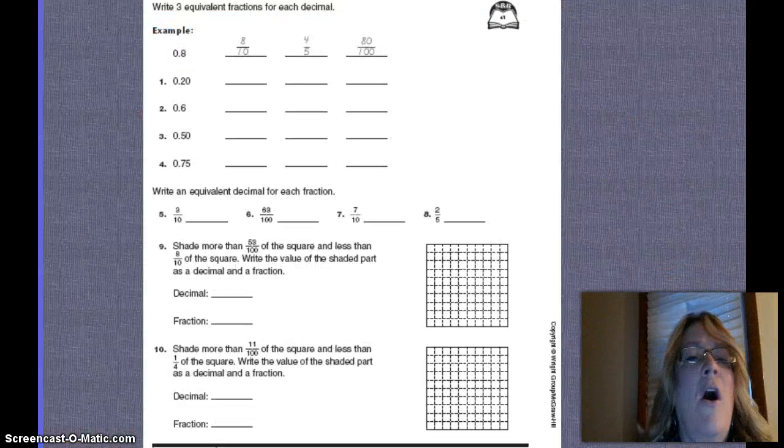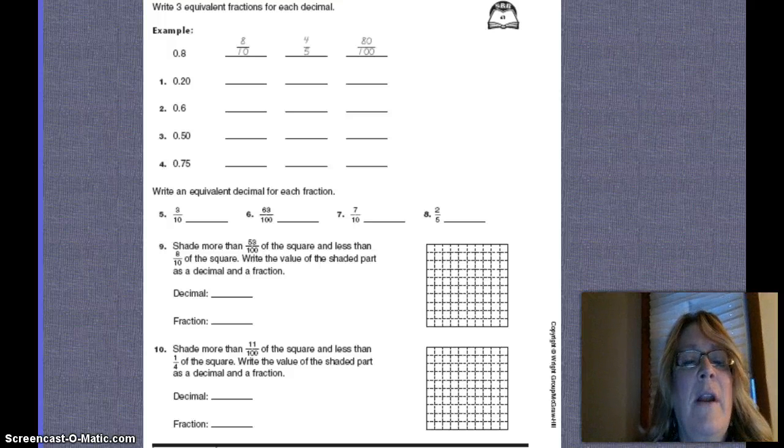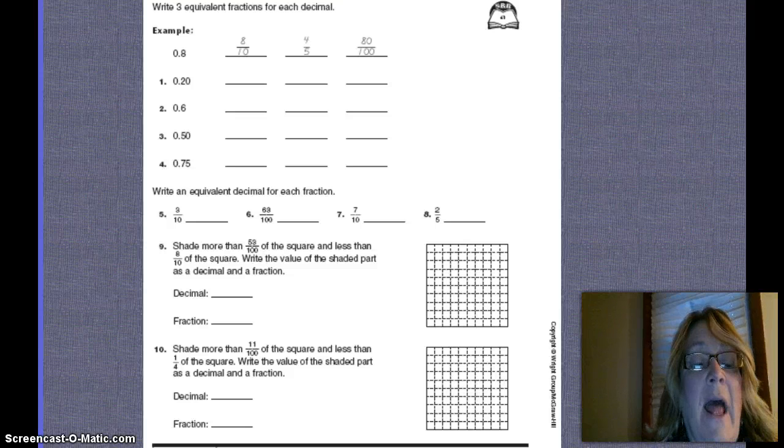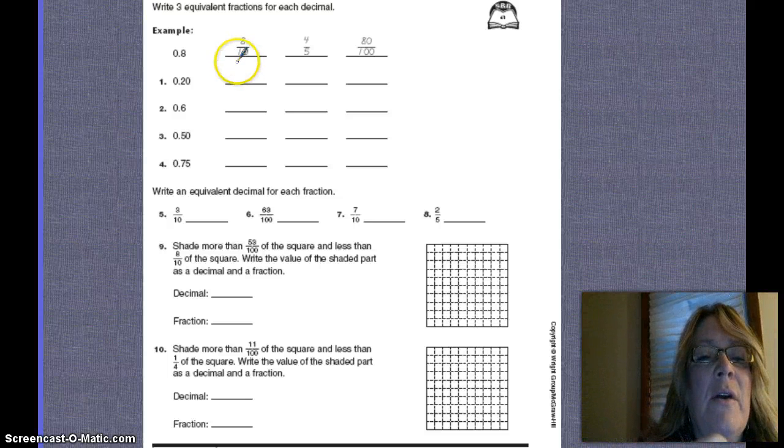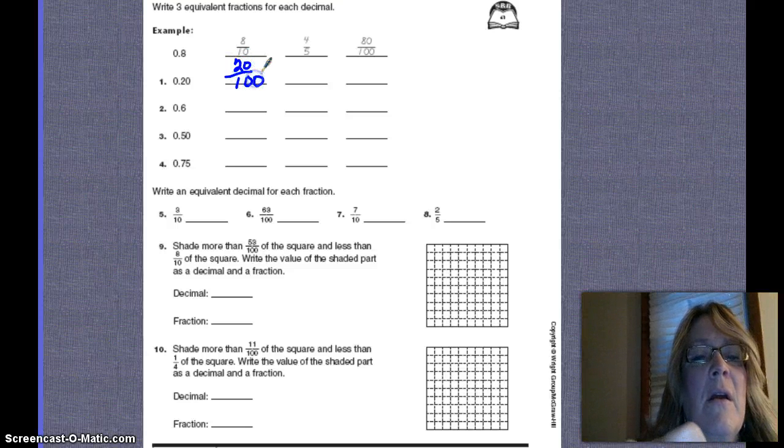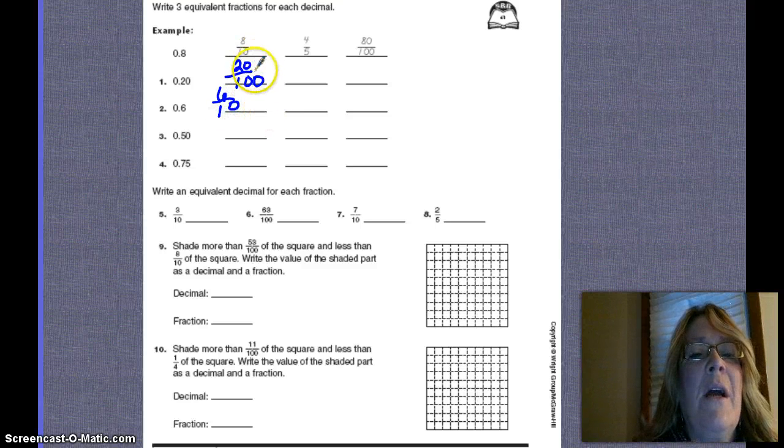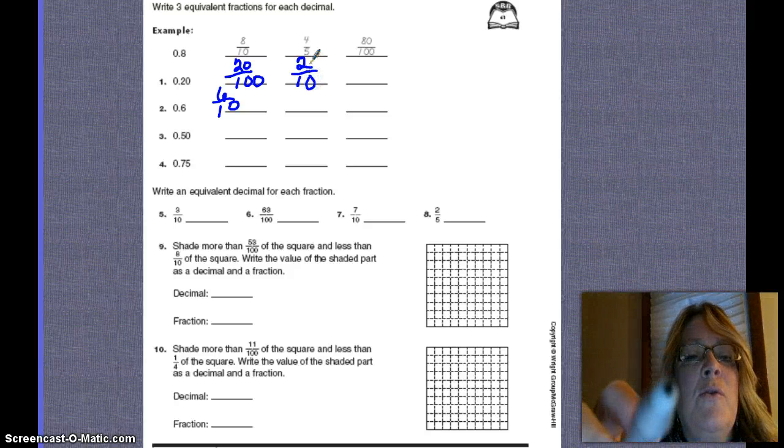So, on your page in 7-8, you're going to be writing fractions in place of decimals. You write them just as you say them. You see 20 hundredths, so you're going to write 20 hundredths. You see 6 tenths, you're going to write it as 6 tenths. What does 20 hundredths equal? Well, if I divide each by 10, 20 divided by 10 is 2, and 100 divided by 10 is 10. It also can equal 2 tenths.